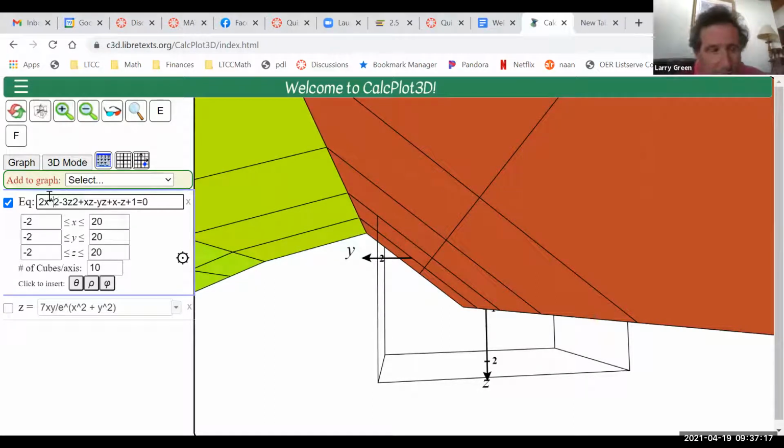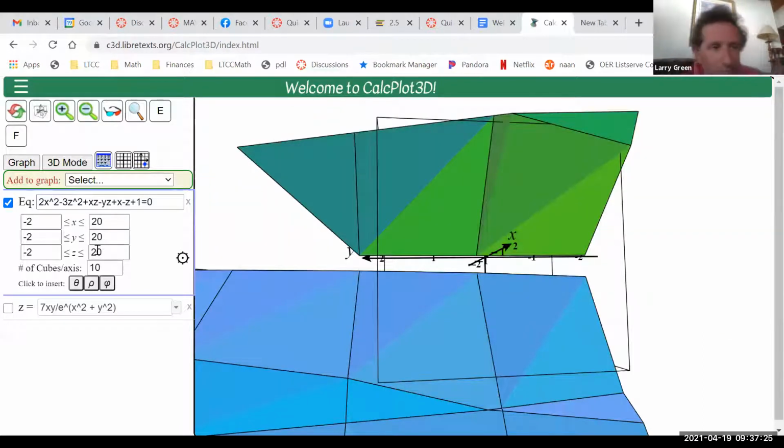Pretty good. I just got to put the squares in. And let's take a look. I need to go to 2. Let's go to 2.